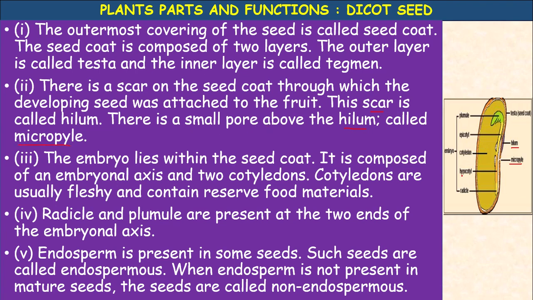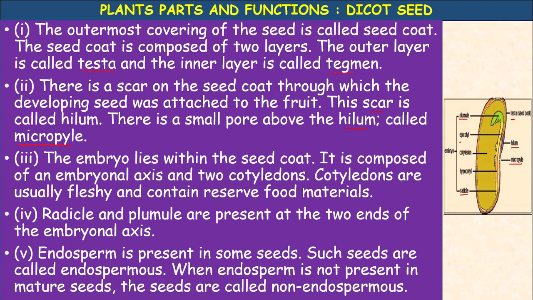The radicle is the part of the embryonal axis which develops into the root system, and the plumule is the part of the embryonal axis which develops into the shoot system. The seed coat has an outer testa and an inner tegmen. The seed coat consists of two layers, testa and tegmen.